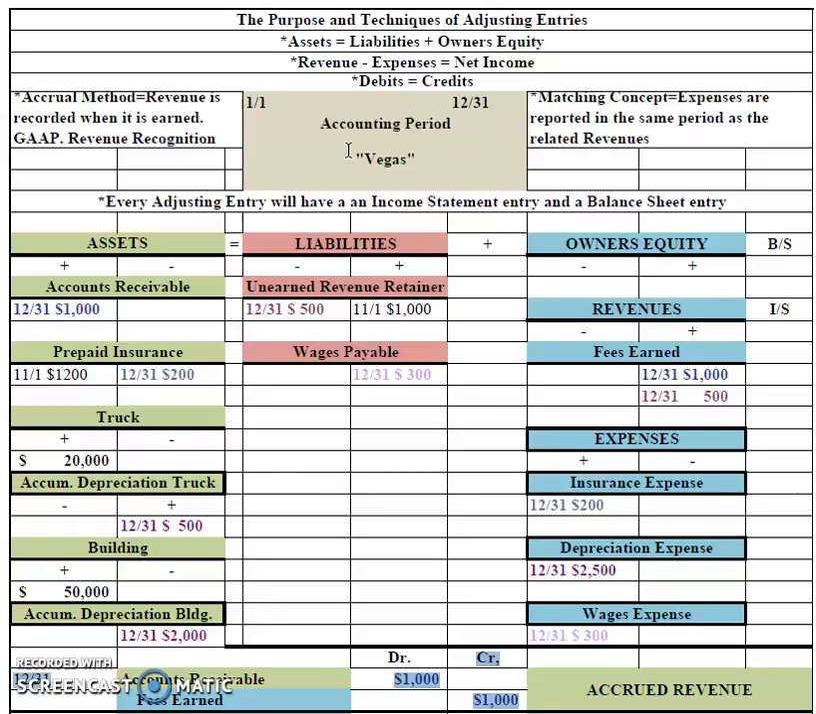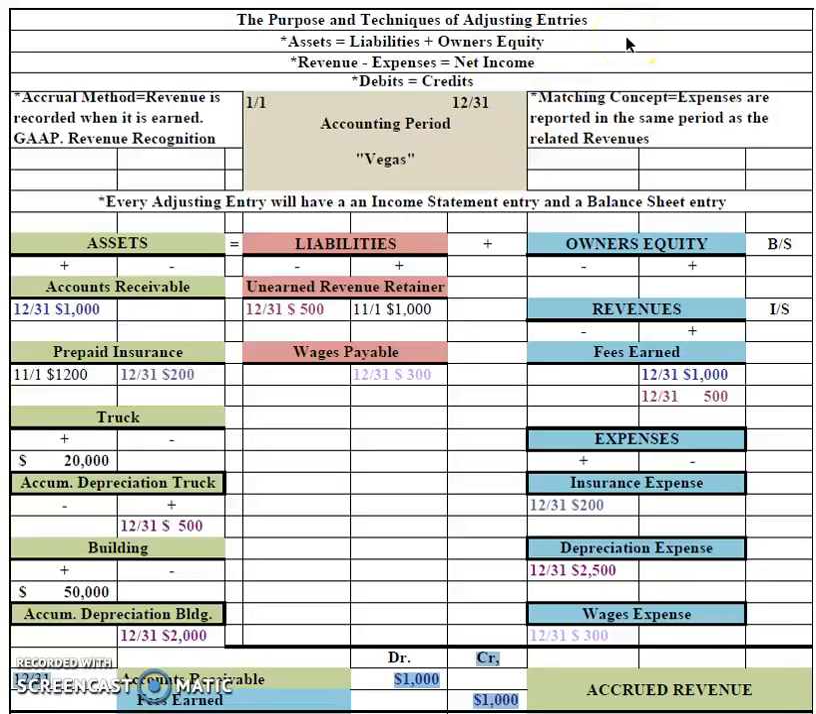First, let's go over a few formulas that we have. Of course, assets equal liabilities and owner's equity, revenues minus expenses equal net income, and debits equal credits. These are always going to be rules that we'll be using.